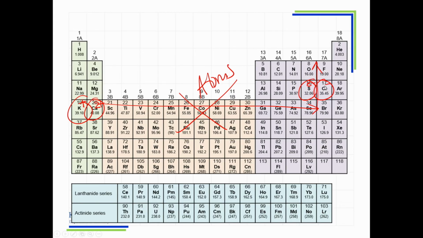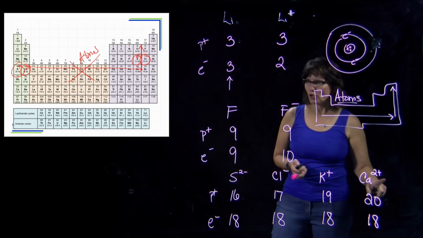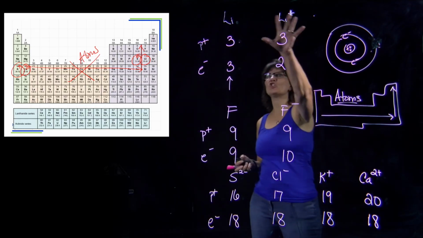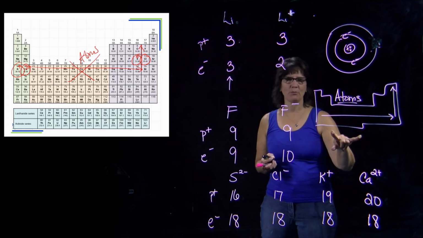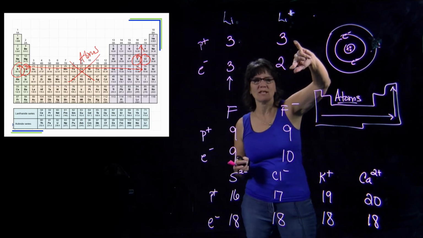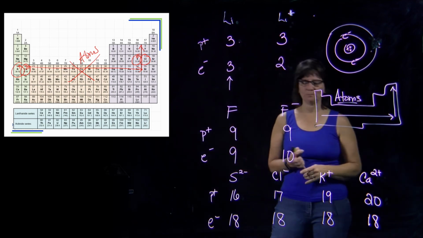So when you are doing isoelectronic series and you are trying to determine sizes, or anytime charges are getting involved in your comparison, don't look at the periodic table trend. You want to compare the number of protons to the number of electrons and make a judgment.